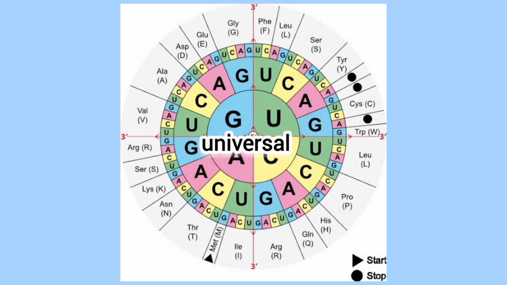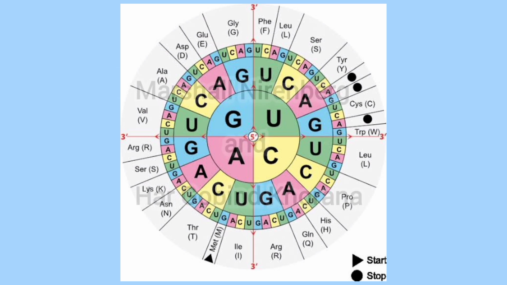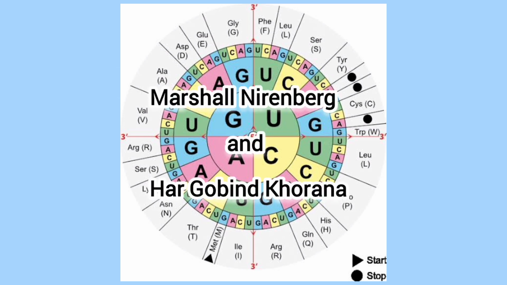Third, the genetic code is universal. Nearly all organisms, from bacteria to humans, use the same genetic code. The fourth one is that it is non-overlapping. That means each nucleotide belongs to only one codon. And finally, it is commaless, that is, codons are read continuously without gaps. The genetic code was discovered through experiments by scientists such as Marshall Nirenberg and Har Gobind Khorana.